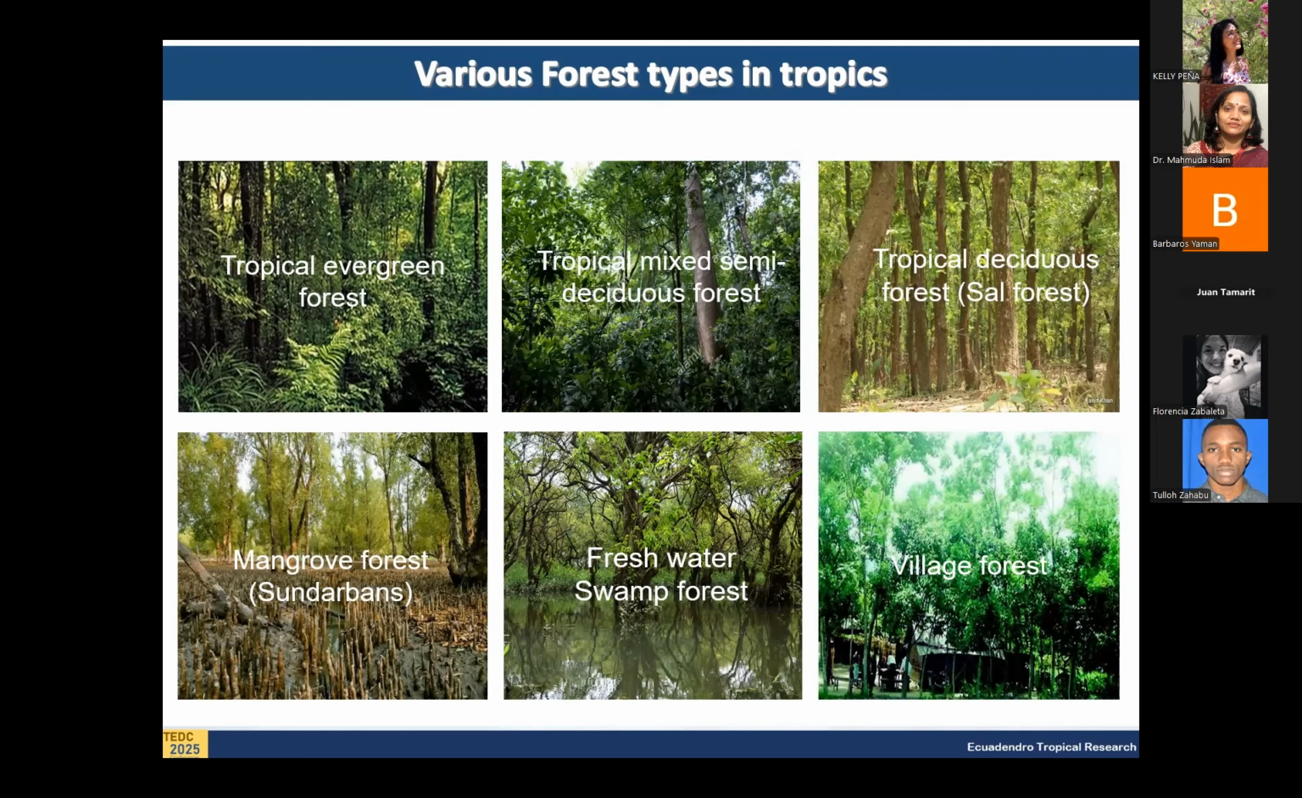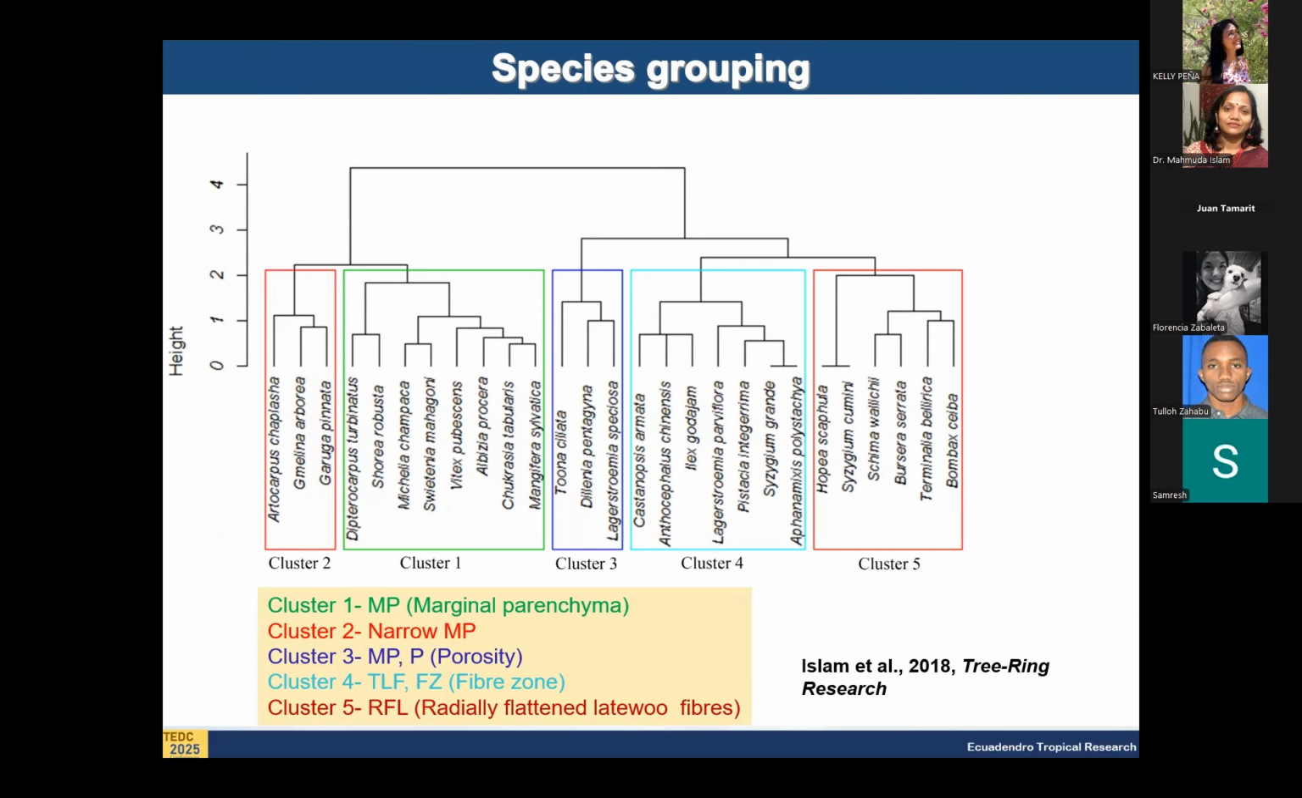Out of 27 tree species, 14 species form fairly distinct growth ring boundaries delineated by marginal parenchyma. 13 species form distinct and indistinct growth ring boundaries demarcated by thick-walled latewood fiber or a fiber zone. A cluster dendrogram grouped these 27 species into 5 clusters, and the first 3 clusters are mainly marginal parenchyma. That means most tree species in tropical regions form ring boundaries by marginal parenchyma, which determines growth ring boundaries in most tropical forests.